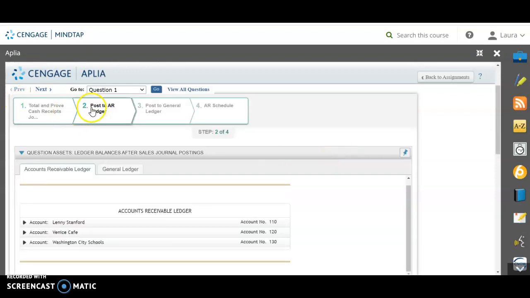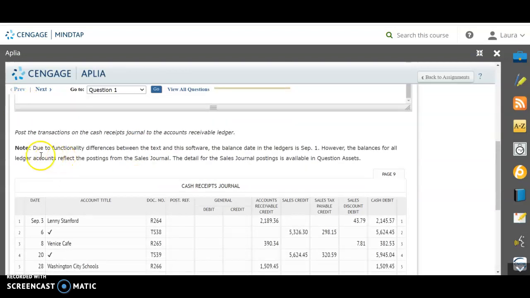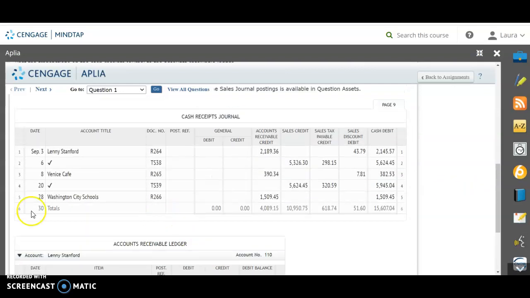Okay, now we're going to move on to step 2, post to the accounts receivable ledger. So here's the directions to post the transactions on the cash receipts journal to the accounts receivable ledgers. And there's nothing else we really need to know about that. So we're going to go line by line. So the first one we're going to open is Lenny Stanford. And remember, we're only looking at the accounts receivable credit column. We're ignoring everything else in this whole journal.